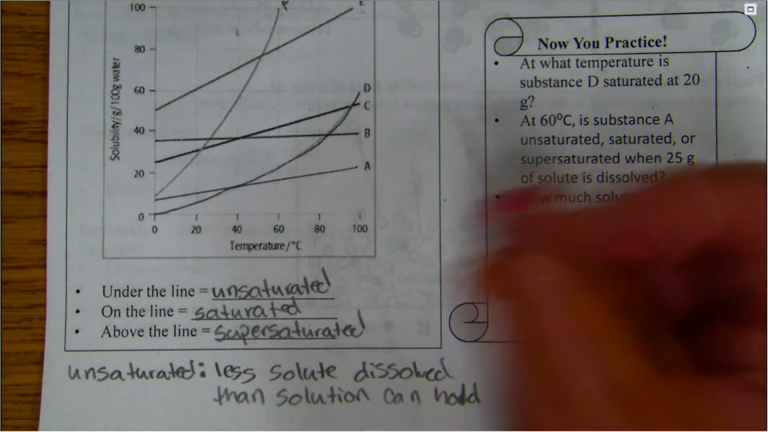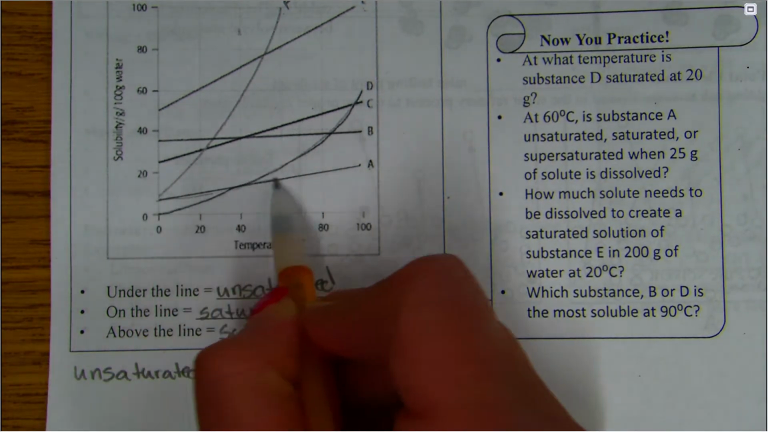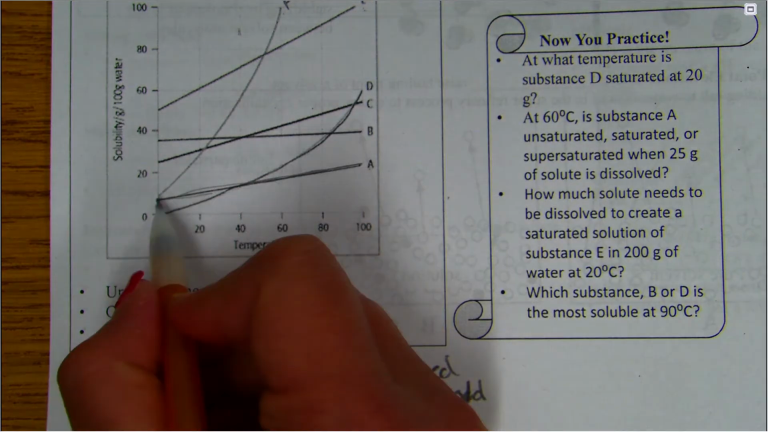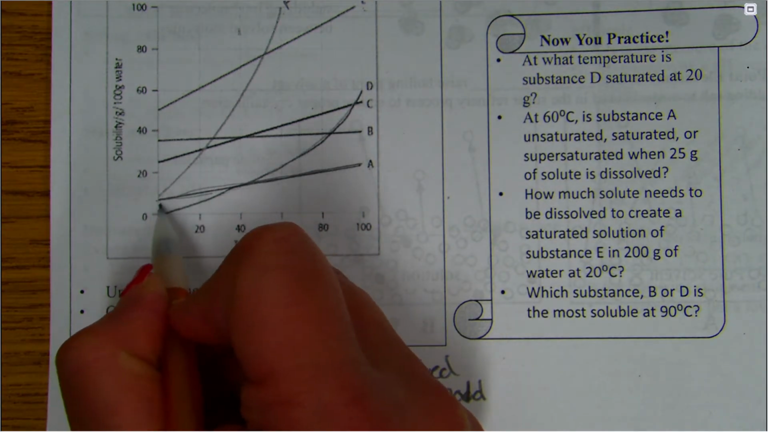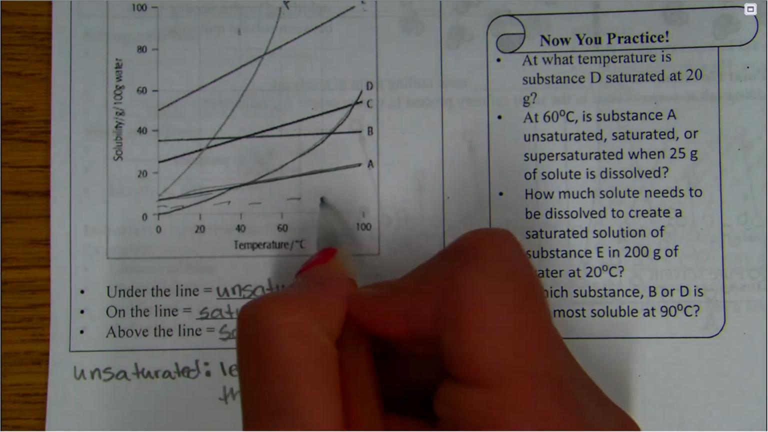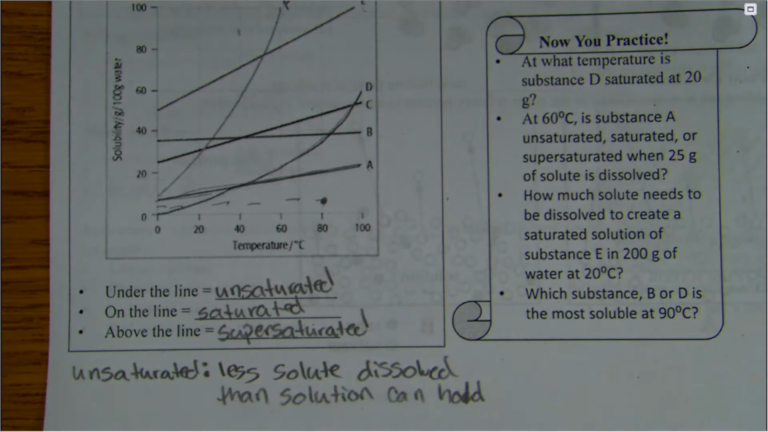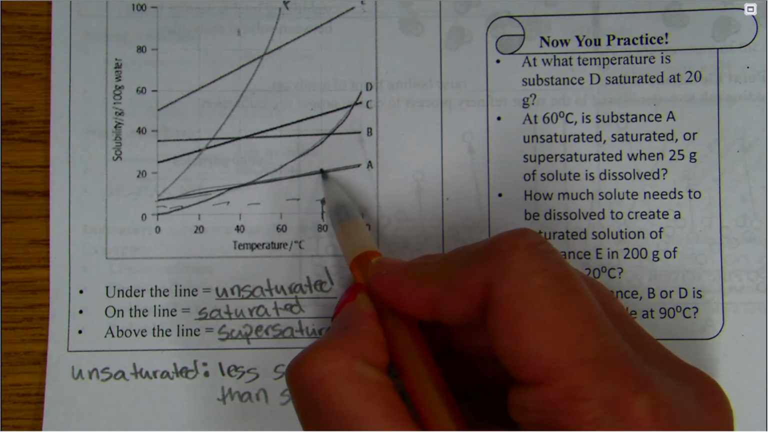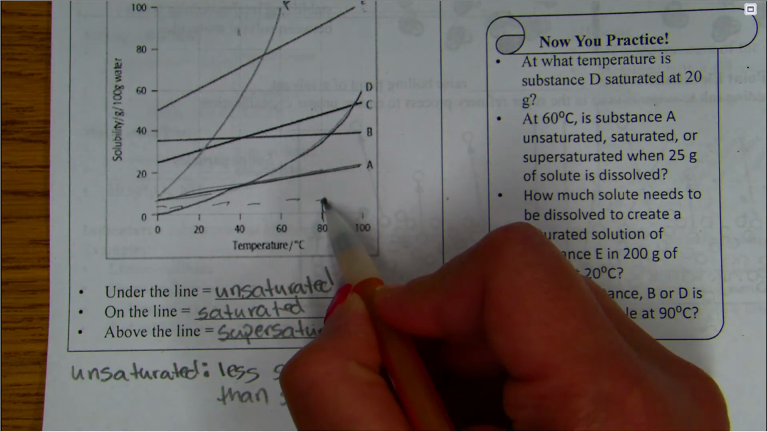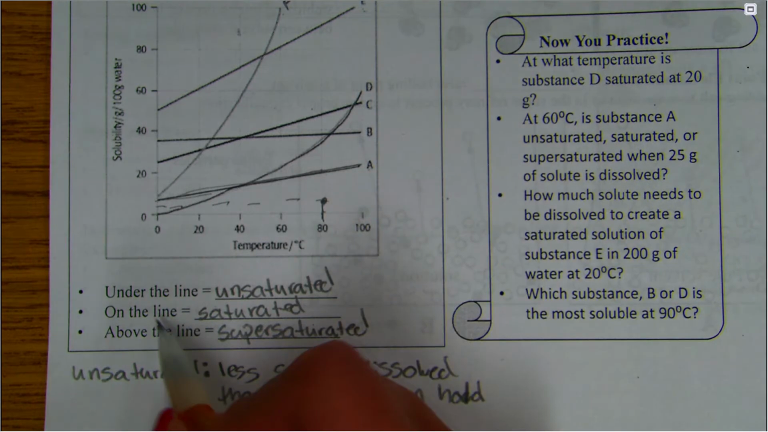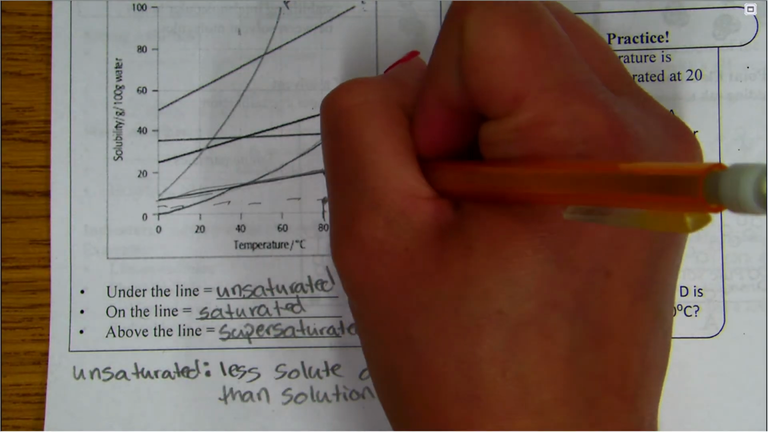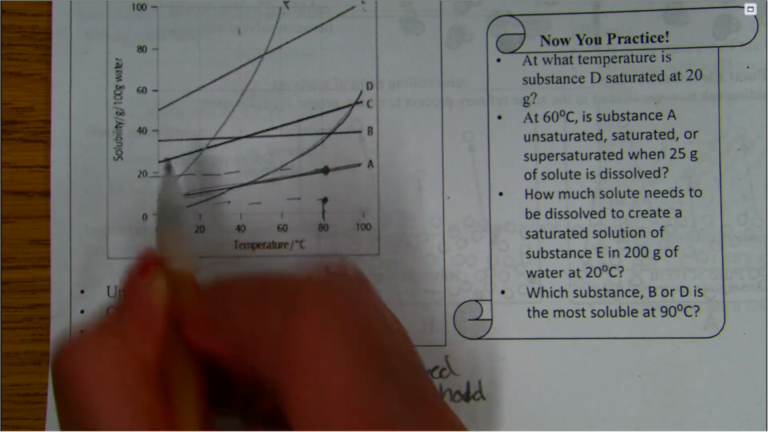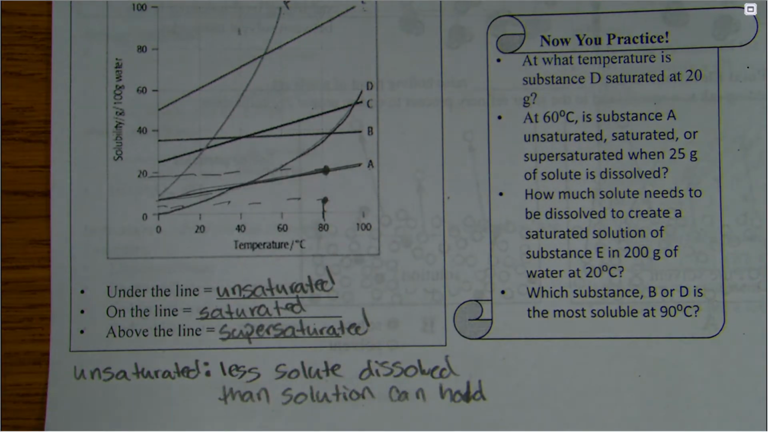So let's look at solution A here, or solute A. If I had, say, maybe 3 grams of solid A at 80 degrees, this is under the line. So this is an unsaturated solution. The line is saturated. So at 80 degrees, A would be saturated at, it looks like about 19 grams of A.